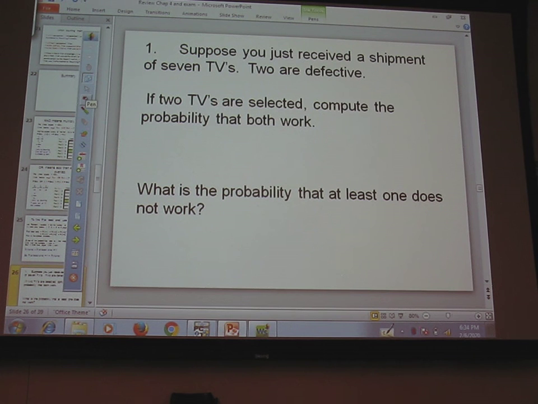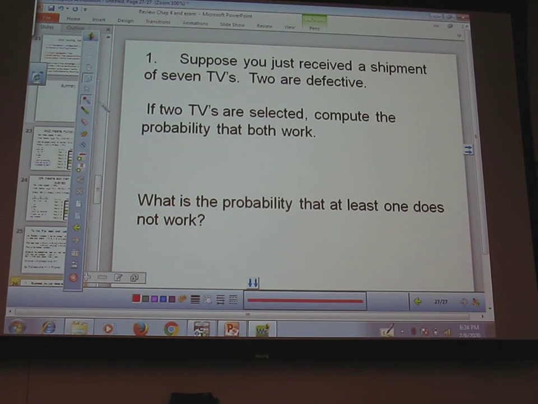All right, so why don't you guys work on questions 1 through 3 first, and then we'll go over those.